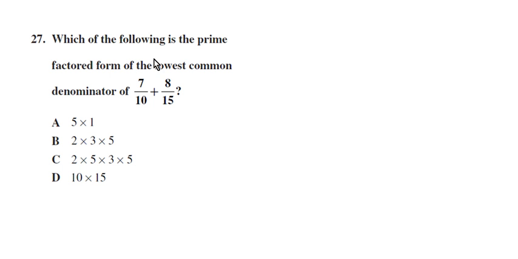It says, which of the following is the prime factored form of the lowest common denominator? So we're looking for the LCD here, just as we did before. We have 7 over 10 plus 8 over 15. For the LCD, we want to make sure that the denominators are identical without factors being repeated. We need to break down the denominators so we can see the overlaps and then repeat them.